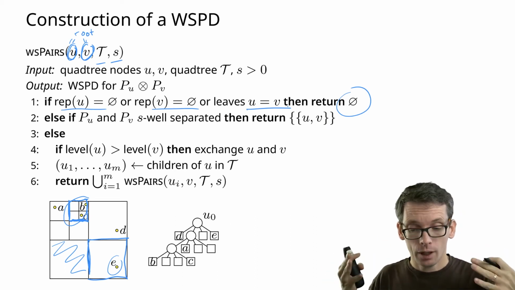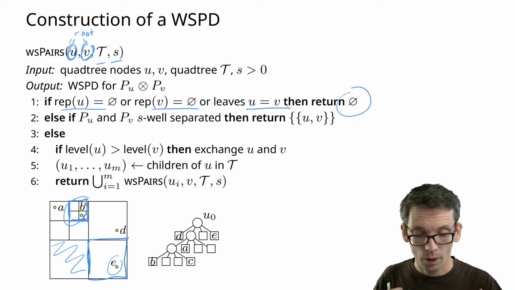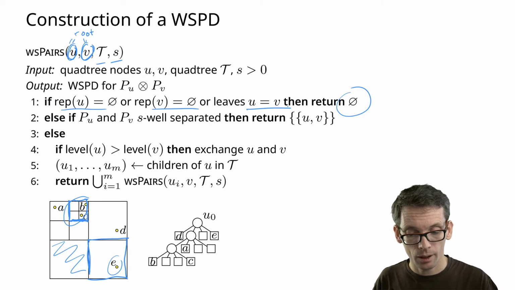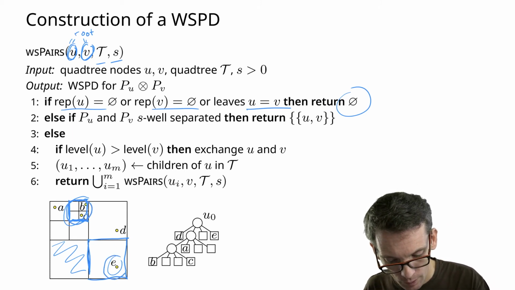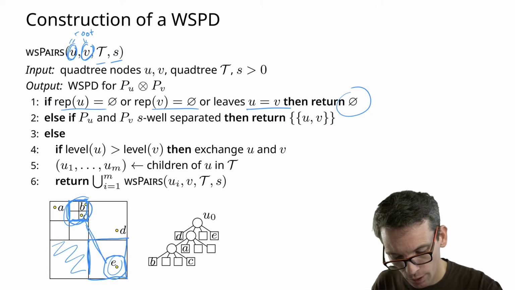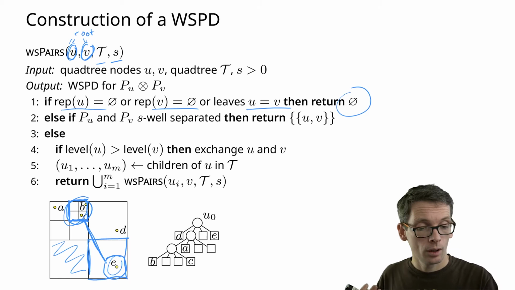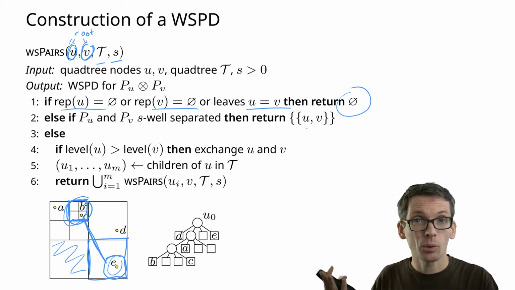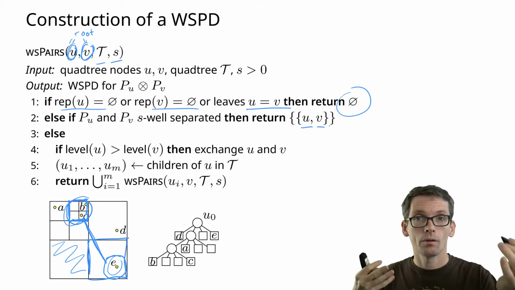Now, if I have two nodes where the point sets P_U and P_V are well separated, so let's say I can draw disks here and they're fairly far apart, then I will want to report that well-separated pair, and I can represent it simply as a pair of quadtree nodes U, V.